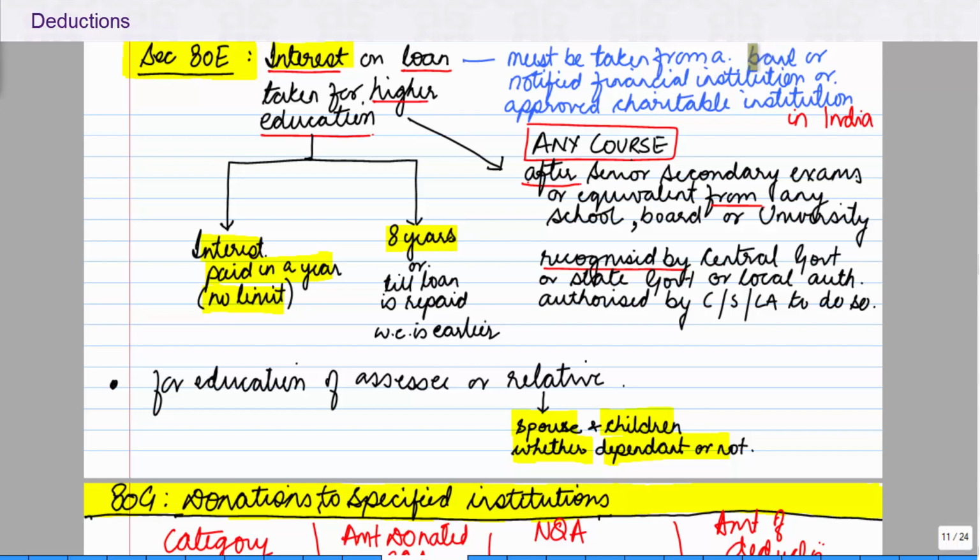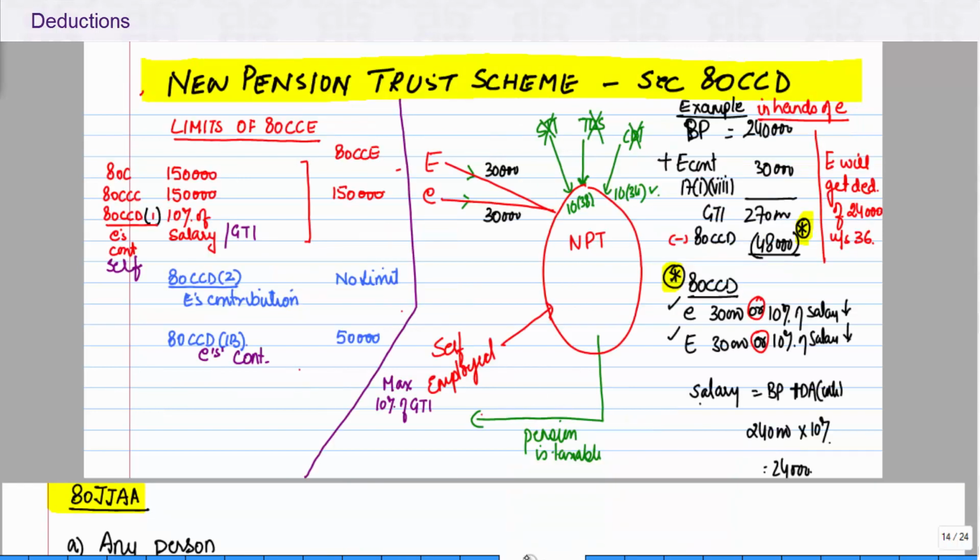The loan obviously must be taken from a bank, financial institution in India, but the education can be anywhere in the world. But you must have passed your senior secondary exams from any recognized board, recognized by the central, state government or local authority in India. So interest on education loan will be allowed as a deduction. That is 80E. Then 80GG is for rent for a house.